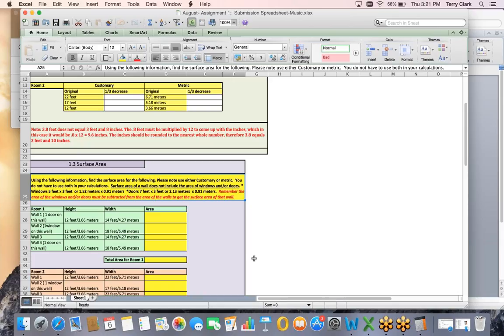And then it tells you right under where it's underlined, surface area of the wall does not include the area of windows and doors. We can say the windows are 5 feet by 3 feet or 1.52 meters by 0.91 meters. Then it says the door is 7 feet by 3 feet or 2.13 meters by 0.91 meters. Okay, so that information came right out of the directions. Yeah, that's correct. You can use feet or meters. Don't do both. If you're using feet, it's going to be square feet. And if you're using meters, it's going to be square meters.